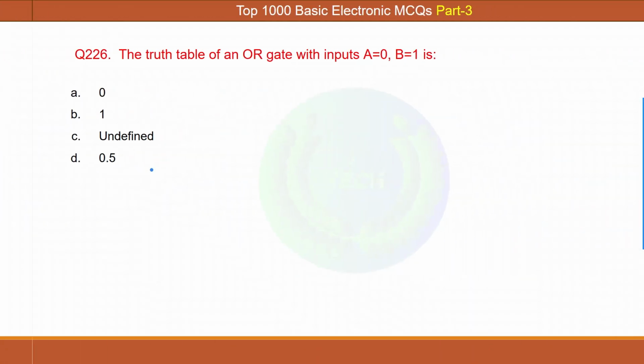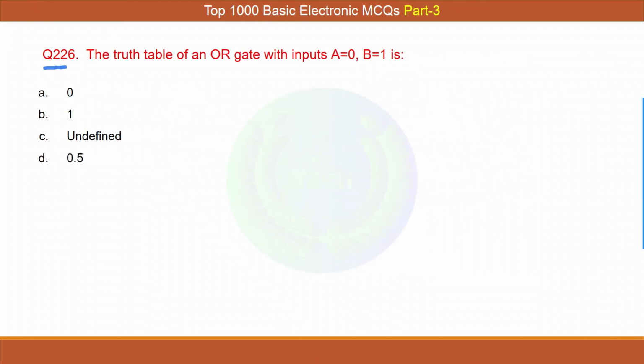Question number 226. The truth table of an OR gate with inputs A equal to 0, B equal to 1 is option A 0, option B 1, option C undefined, option D 0.5. The answer is option B 1.